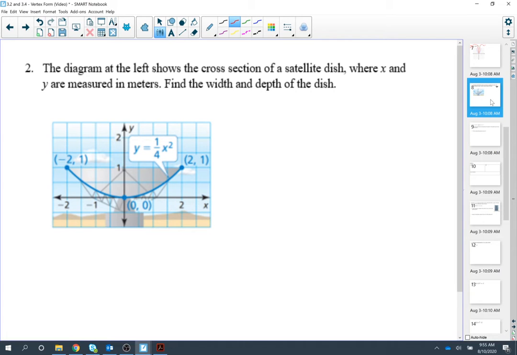Application problems, number 2. The diagram below shows the cross-section of a satellite dish where x and y are measured in meters. Find the width and depth of the dish. You guys take a look at that for a minute. We need to find the width and we need to find the depth.